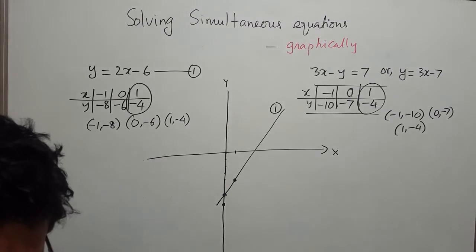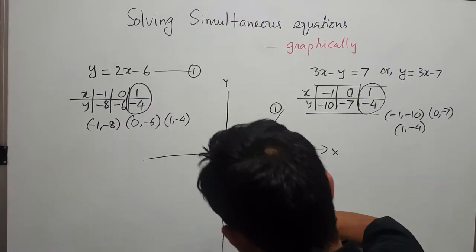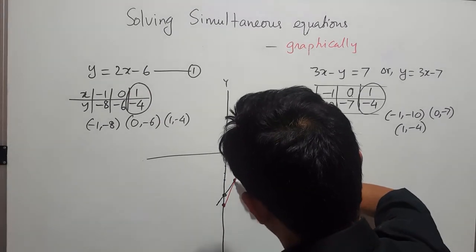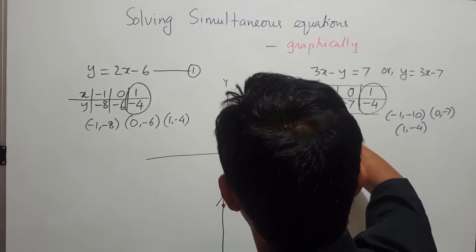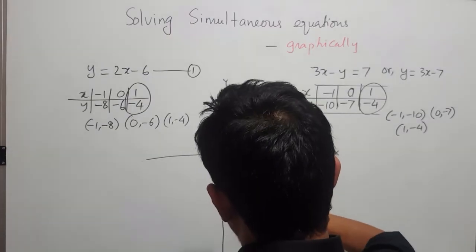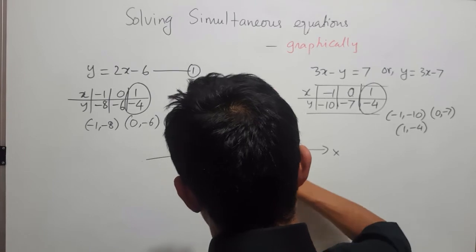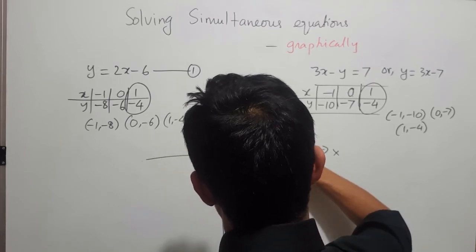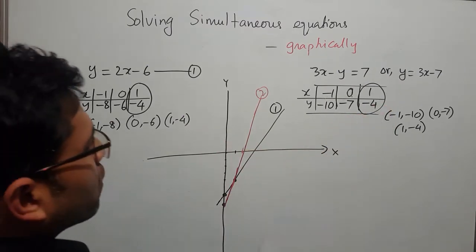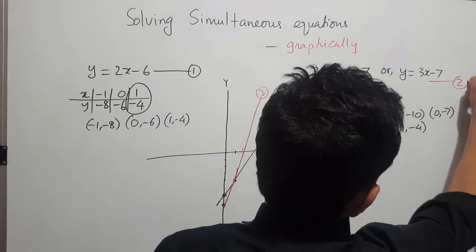So now if I make a different color for the second line, so this is the point, this is the point, and I'm adding this. Somewhere like that. So this is our second line. Even though it's not straight, we can feel that it's going like that. So the red one is for our second equation, and we can just mark this as our second equation.